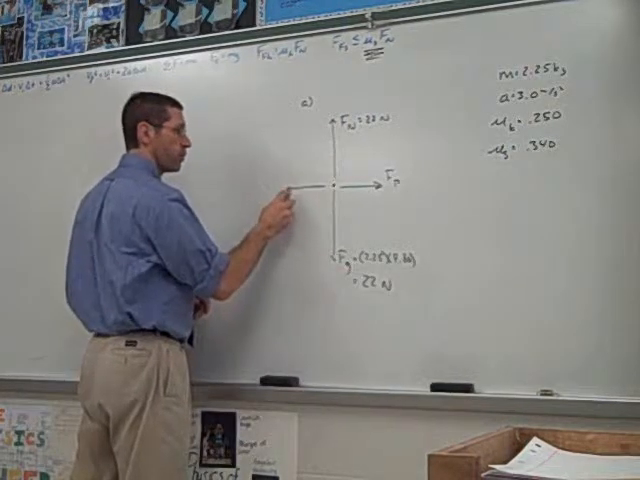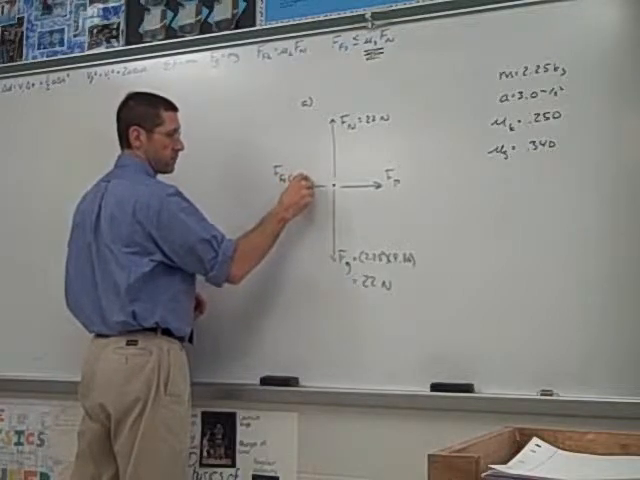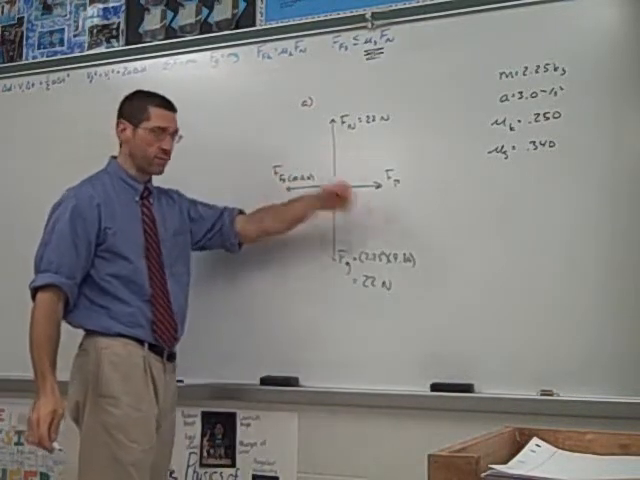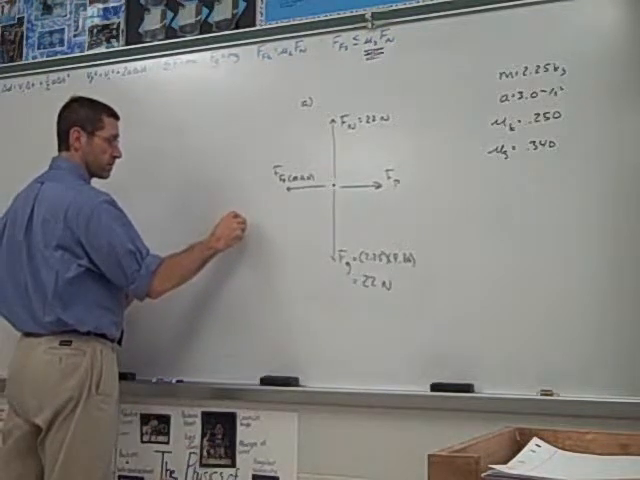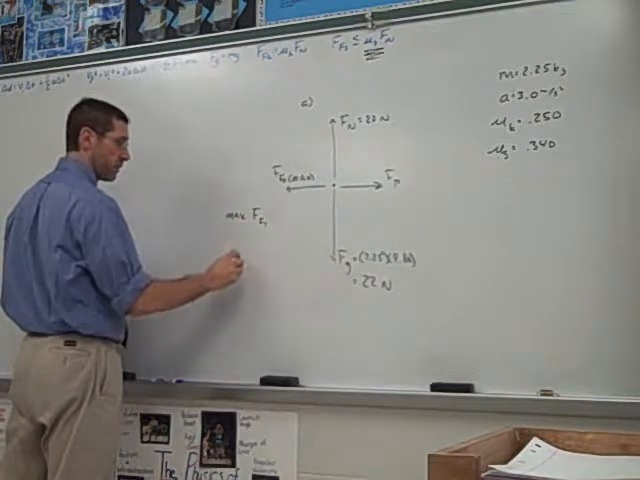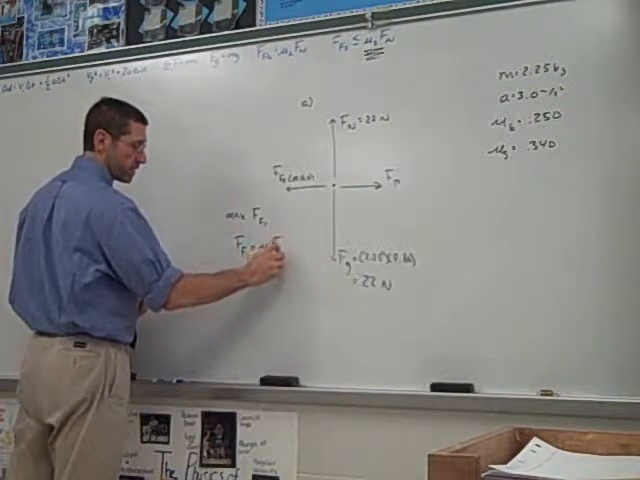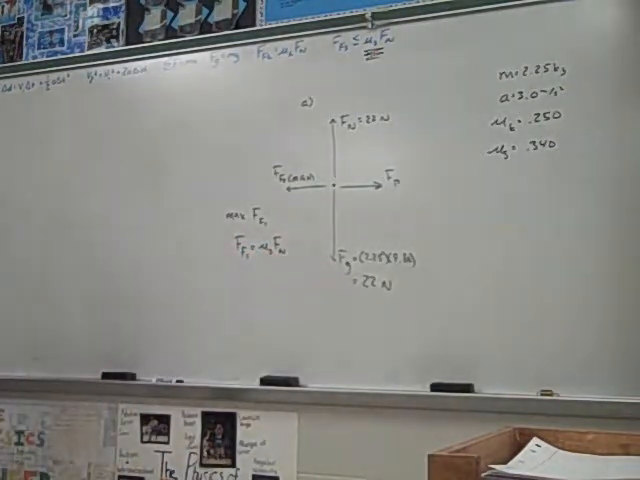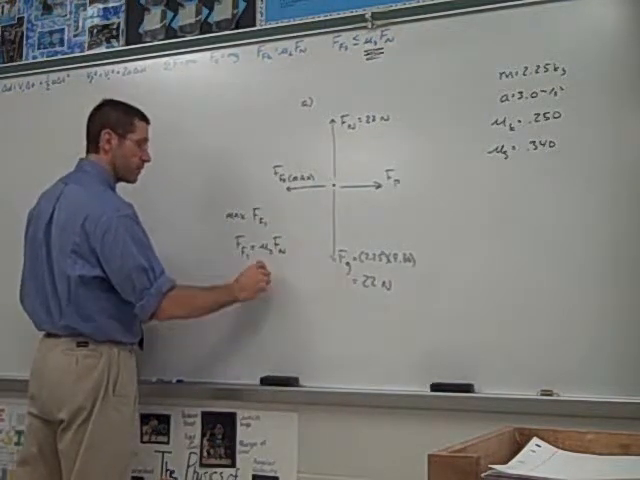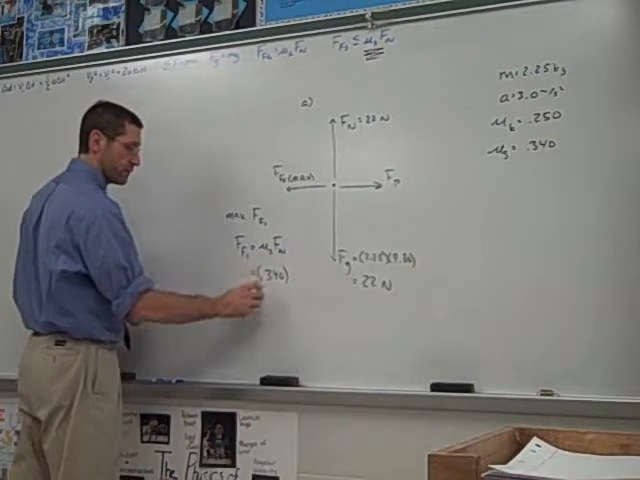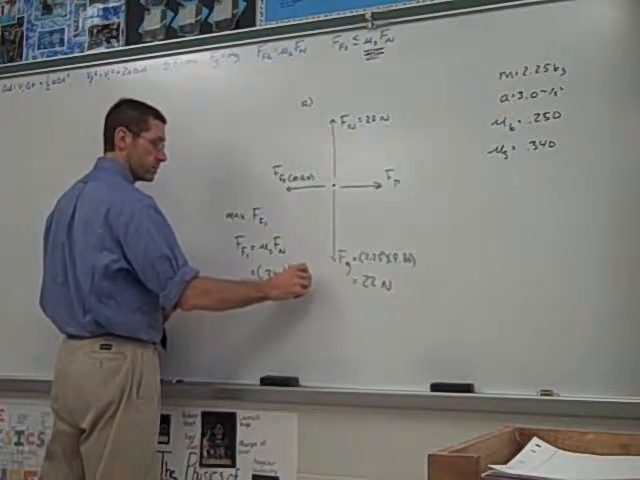So if we solve for the maximum static friction, then we know how much pushing force we need to apply. So the maximum static friction is found by setting Fs equal to mu s Fn. That'll give us the maximum. So then we do 0.340, which is the coefficient of static friction, times 22 newtons.